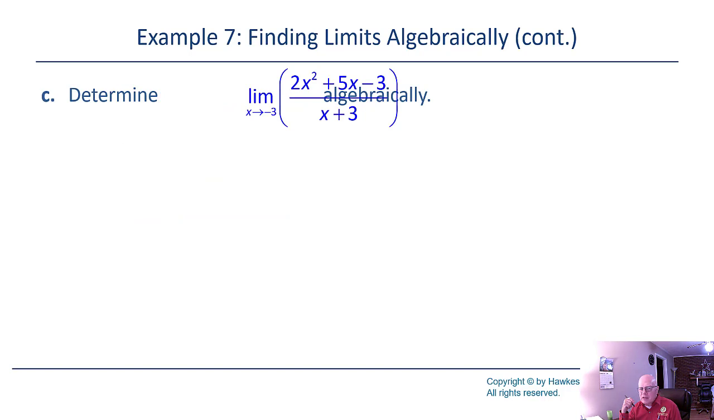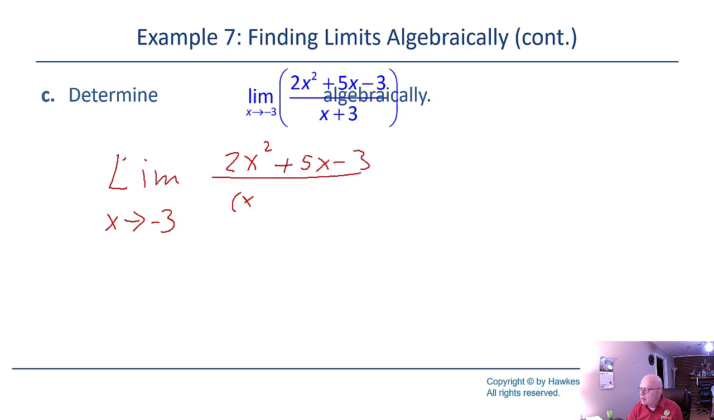You could try this one. I'm going to let you do this one. These slides are almost finished. I would think you'd be able to see this. X is approaching -3, and we've got 2x squared plus 5x minus 3 over x plus 3. I'll just give you one hint, and then I'm going to call it quits for the night. The hint is factor the numerator.